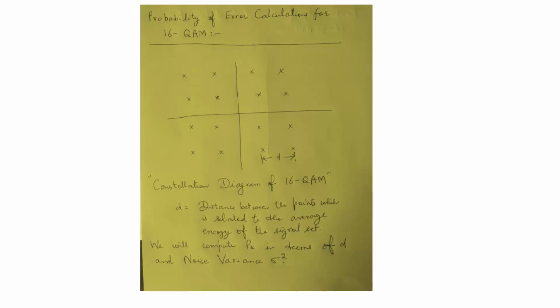So first of all, we will start with taking d into consideration, and then we will come to the probability of error calculations in terms of energy also. So we will compute PE, which is the probability of error, in terms of d and noise variance.